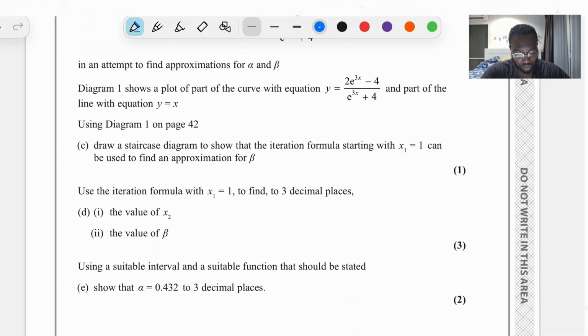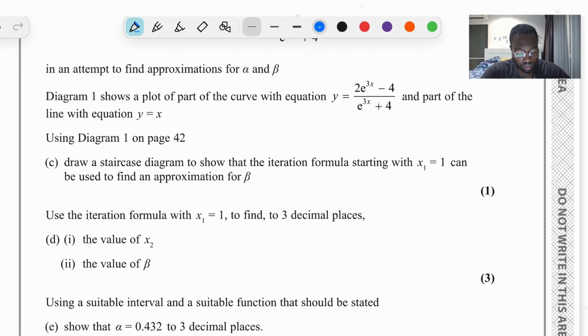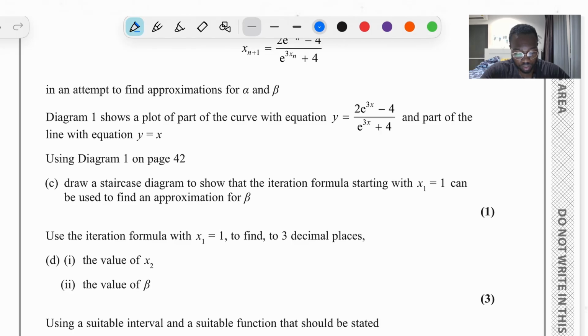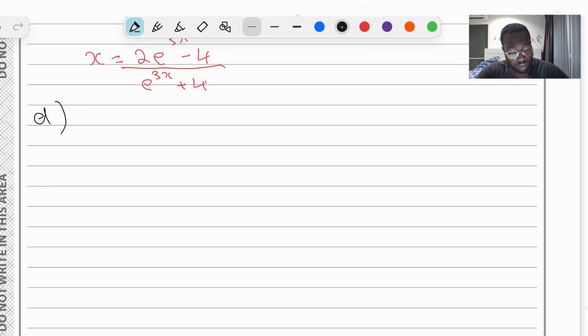So question D. Now we need to use the iteration formula when x1 is equal to 1, and then find, to 3 decimal places, the value of x2 and the value of beta. Okay, so what do we know about x2? We know that x2 would be (2e^(3x1) - 4) over (e^(3x1) + 4). So that would be x2.